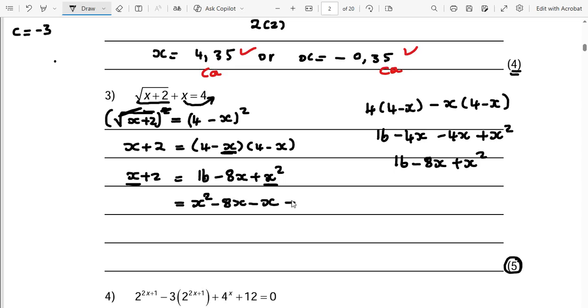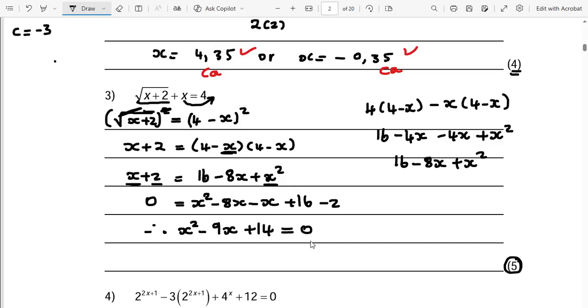Then I still have plus 16. Let's bring the 2 to the other side to be minus 2, so everything now is equated to 0. So therefore, this will be x squared. I'm adding the like terms: minus 8x minus x is minus 9x. Then 16 minus 2, that's positive 14. Equated that to 0.